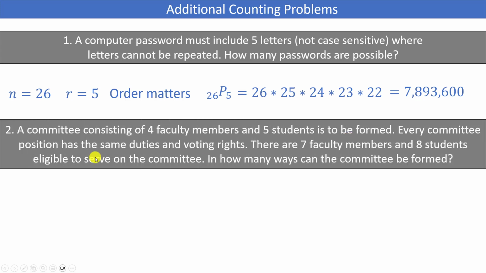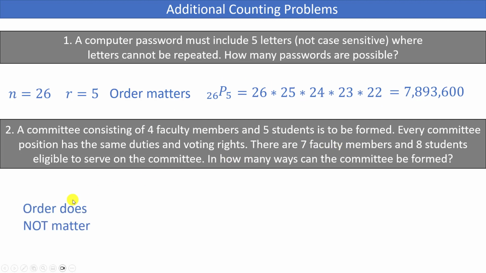Here's another example. A committee consisting of 4 faculty members and 5 students is to be formed. Every committee position has the same duties and voting rights. There are 7 faculty members and 8 students eligible to serve on the committee. In how many ways can the committee be formed? Now this one is a little bit trickier because actually you have 2 different things going on here. You need to select some faculty members for this committee, and you also need to select some students for the committee, right? So you have to think about those 2 things separately.